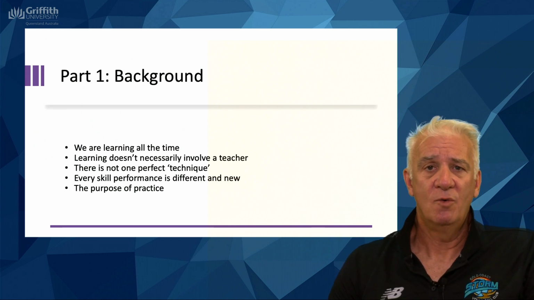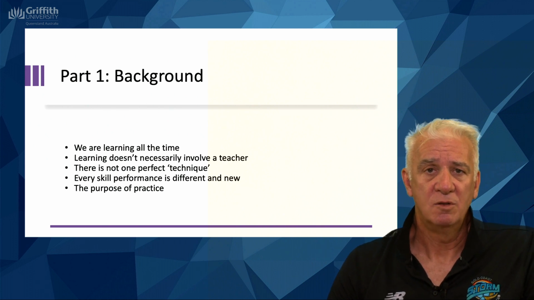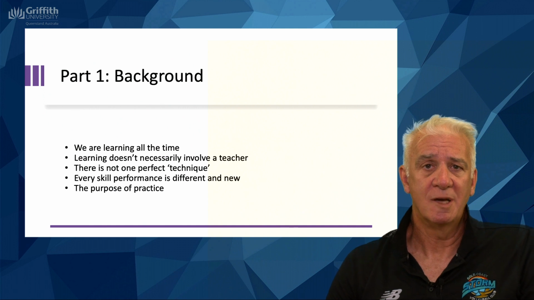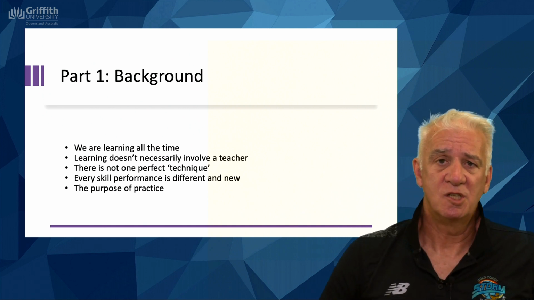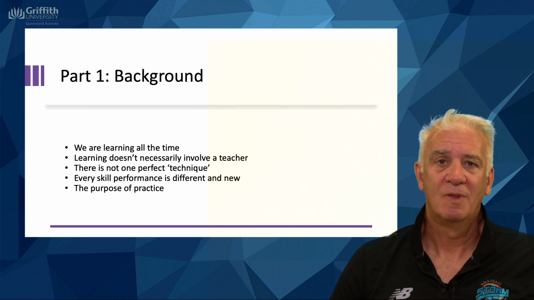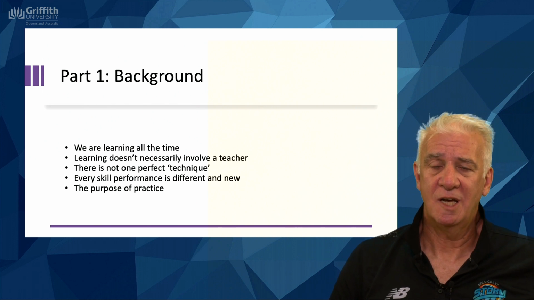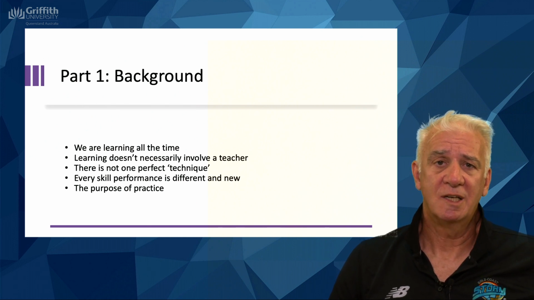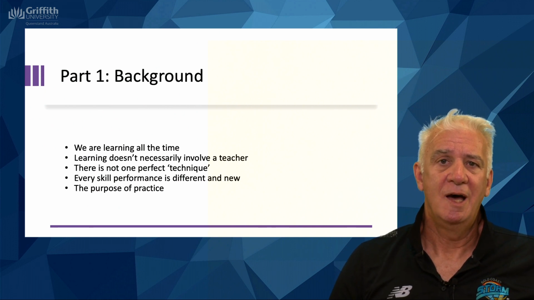And learning doesn't always involve a teacher or a coach. You know, you can learn a lot just by looking at something. So learning and teaching are not the same thing. Sometimes a teacher can help learning, and sometimes, in fact, a teacher can get in the way. The other background thing we need to consider is there's no one perfect technique. There's lots of techniques that are effective, and we'll talk through these shortly. And every time you perform a skill, it's new.